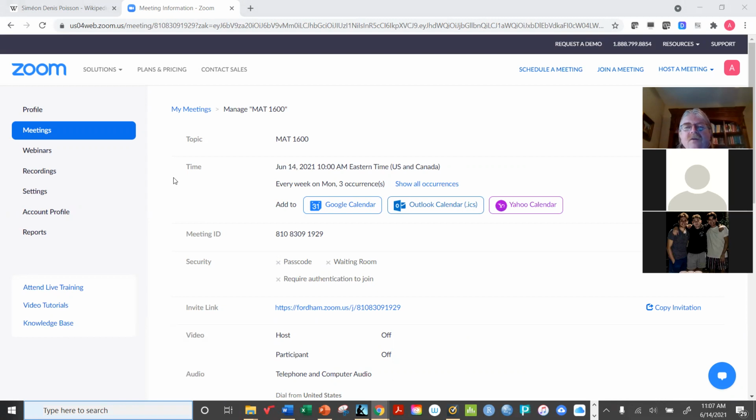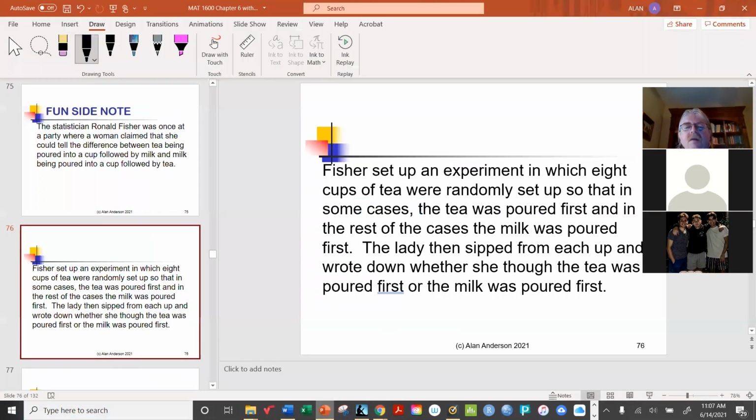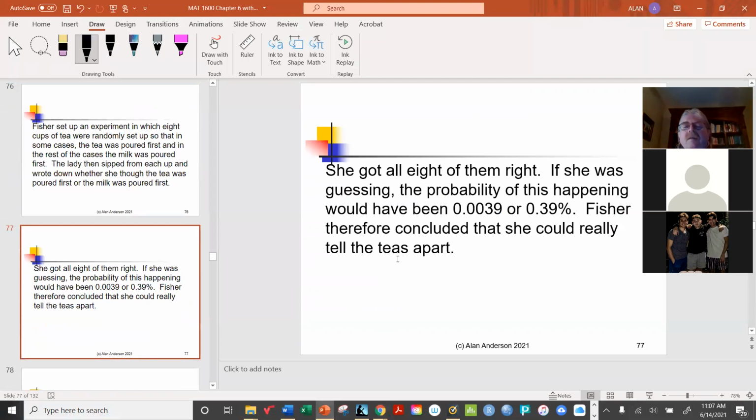All right, well, most of you are correct. It turns out she got all 8 of them right. So this actually illustrates a few different important ideas. Number one, now Fisher, being Fisher, this is his area. He used the binomial distribution to determine that there was only a 0.39% chance of her getting all 8 of them right by pure chance, which means that she really knows the difference.